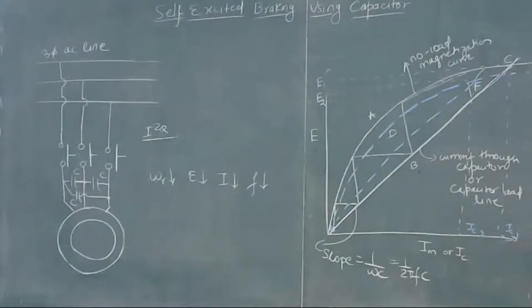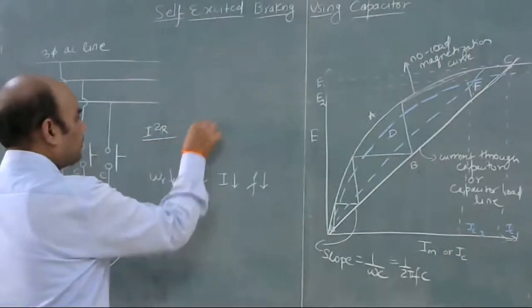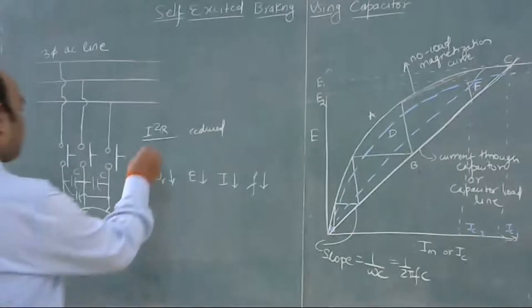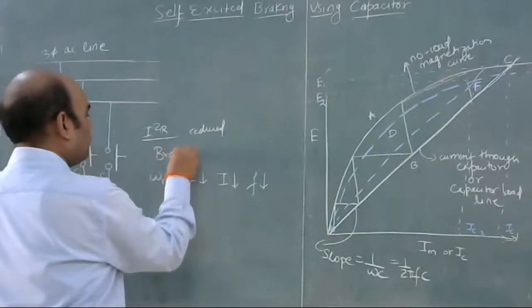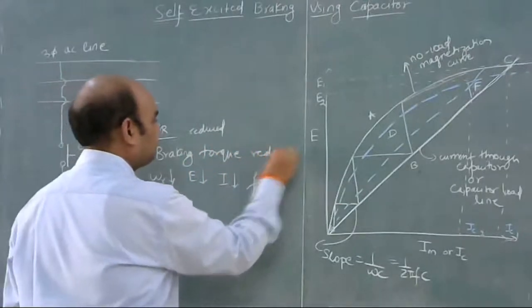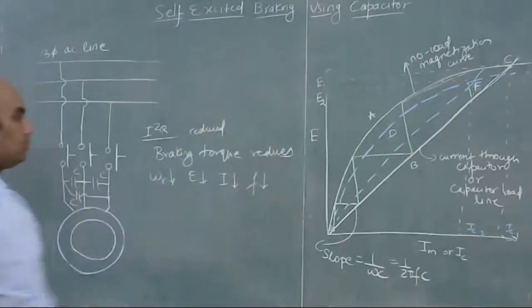So now current is decreased. Now this I2 will also get reduced. I2R loss will be decreased because current is decreasing, and the braking torque also decreases, and gradually the motor speed will come to zero.